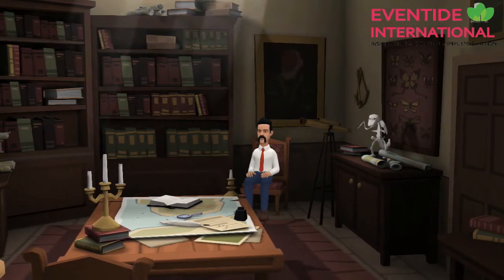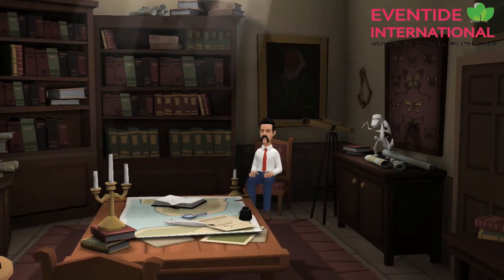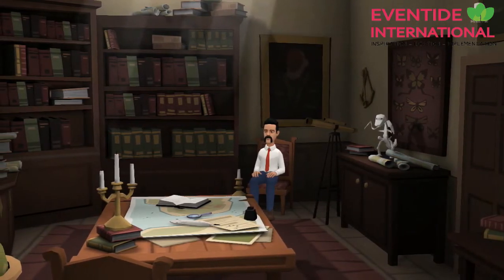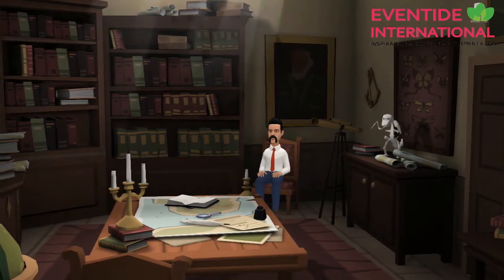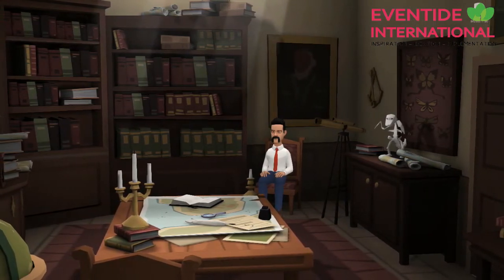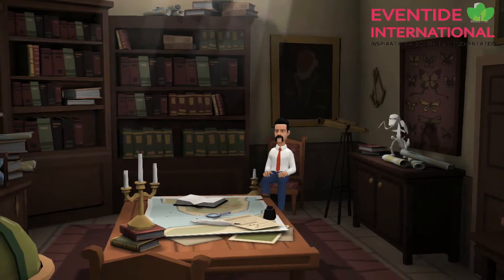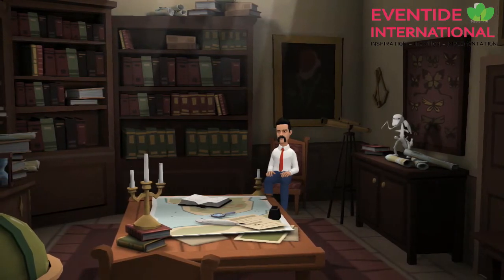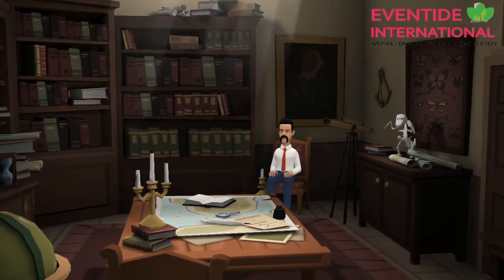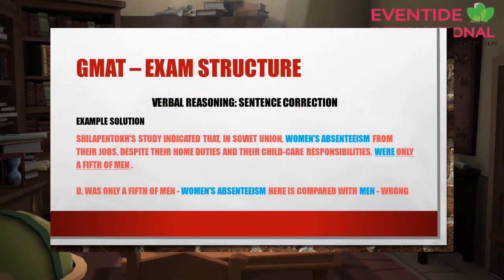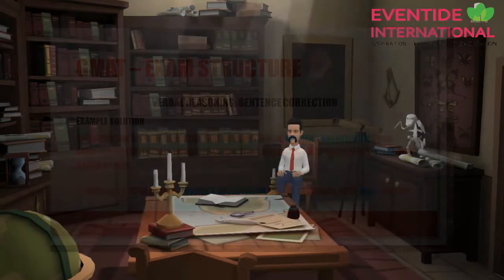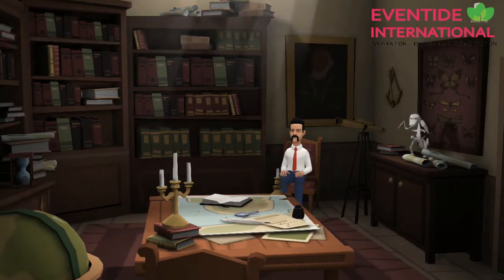The second thing that you will need to understand is there is a comparison. Women's absenteeism has to be compared with men's absenteeism. You cannot compare women's absenteeism with men. These are 2 separate things. Be very careful of what you are comparing. Option D makes the same mistake of comparing women's absenteeism with men. Hence option D is also wrong.